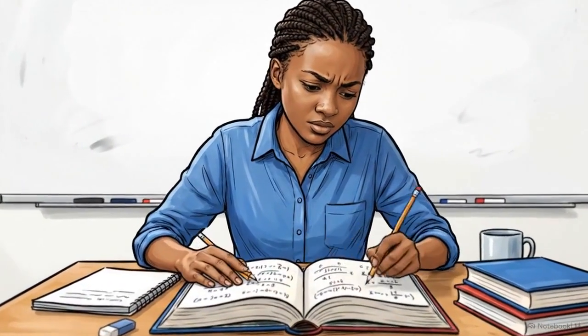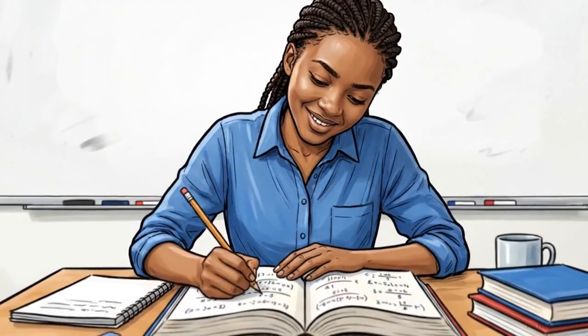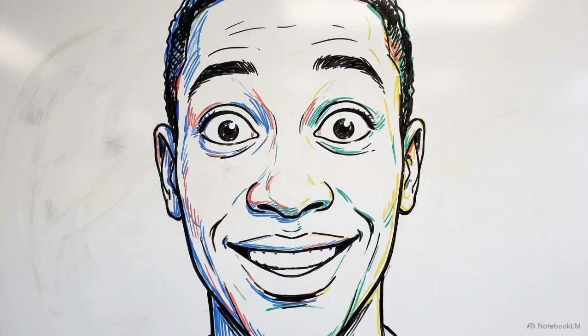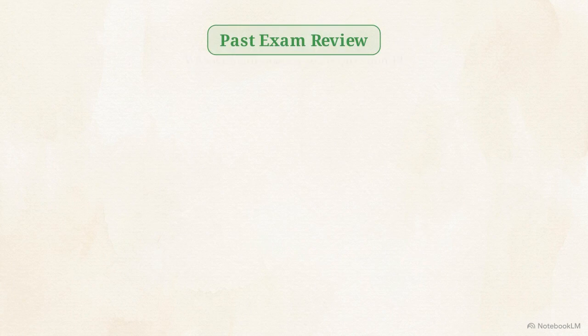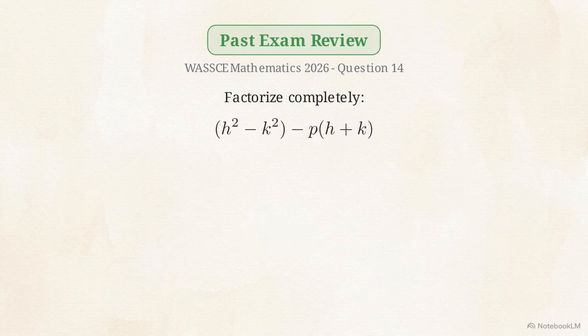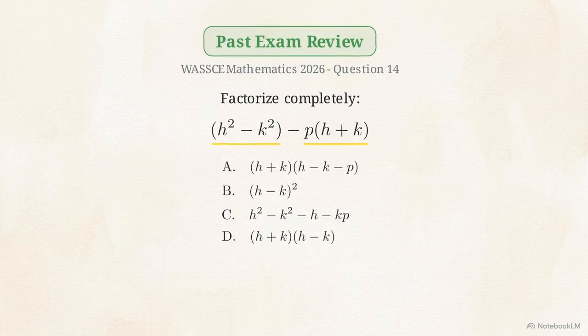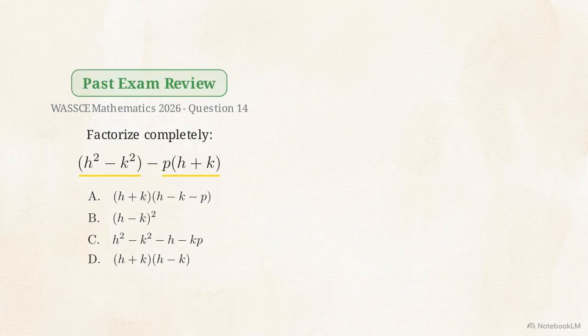Today we are going to look at a factorization problem. It looks intimidating at first glance, but by the end of this video we will break it down step by step and make it completely stress-free. Let's look at the problem. This is question 14 from the WASSCE Mathematics 2026 exam. We are asked to factorize completely (h squared minus k squared) minus p(h plus k). Below it, we have our four possible options.